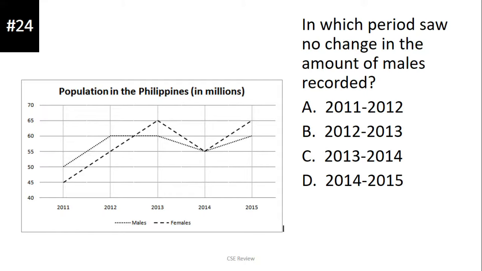Number 24, which period saw no change in the amount of males recorded? Sabi, no change, ibig sabihin, pantay yung dami. Flat yung line. Sa males. Ang males is this kind of line. So, ito yung mas manipis, itong line na to. If you notice, yung 2012 is 60, 2013, flat, 60 din. So, ito yung walang change. Ang walang change is 2012 to 2013, letter B.